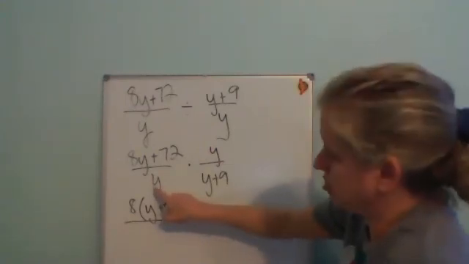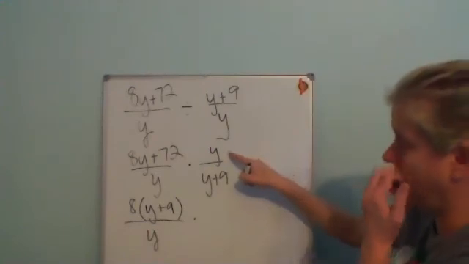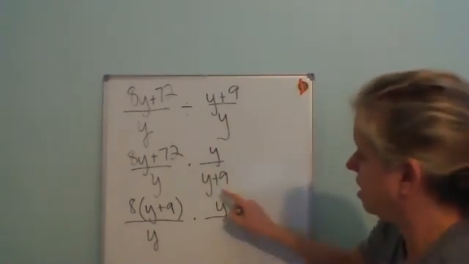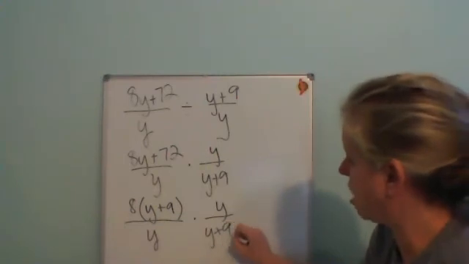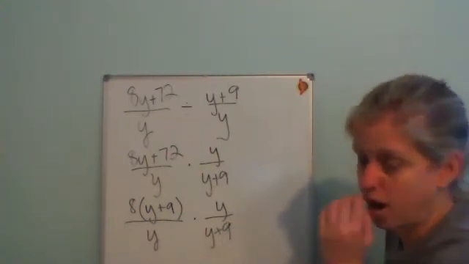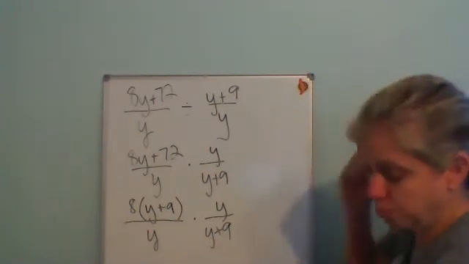All that I have in the denominator is a y, so I'll just bring it down. Over here, all I have up top is the y. Now, look at the bottom. It's just y plus 9. There's nothing in common. It's not a difference of squares, because it's not subtraction, and that's not squared. So you're just bringing that down.